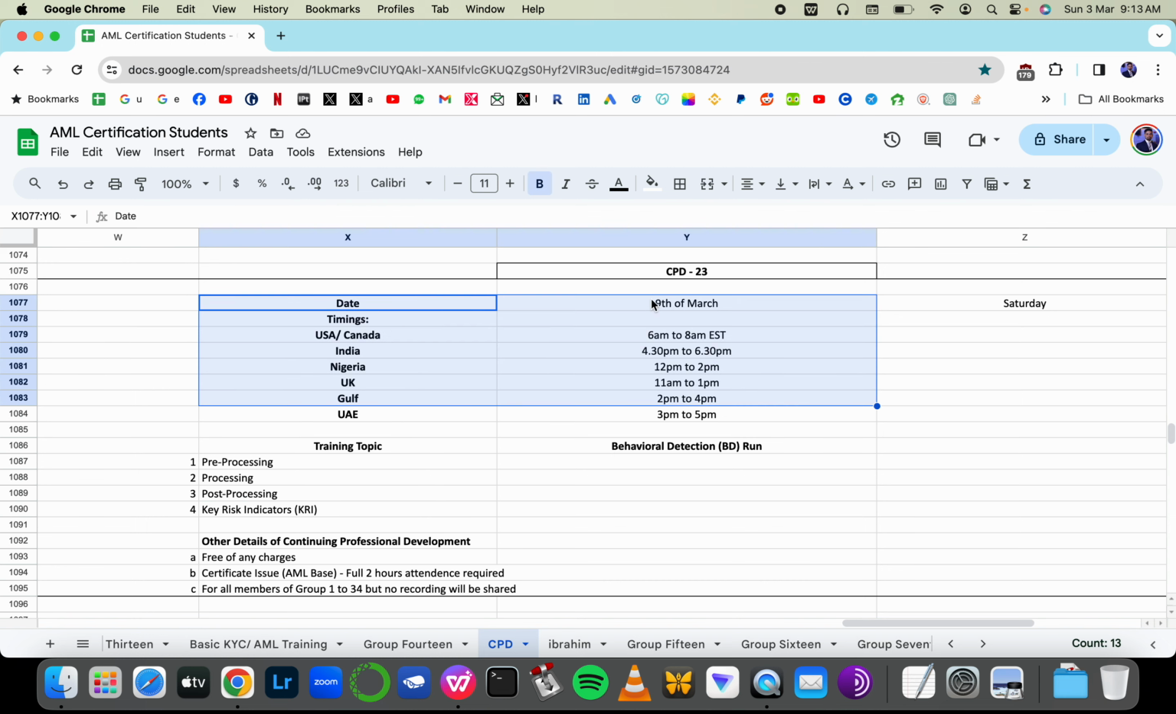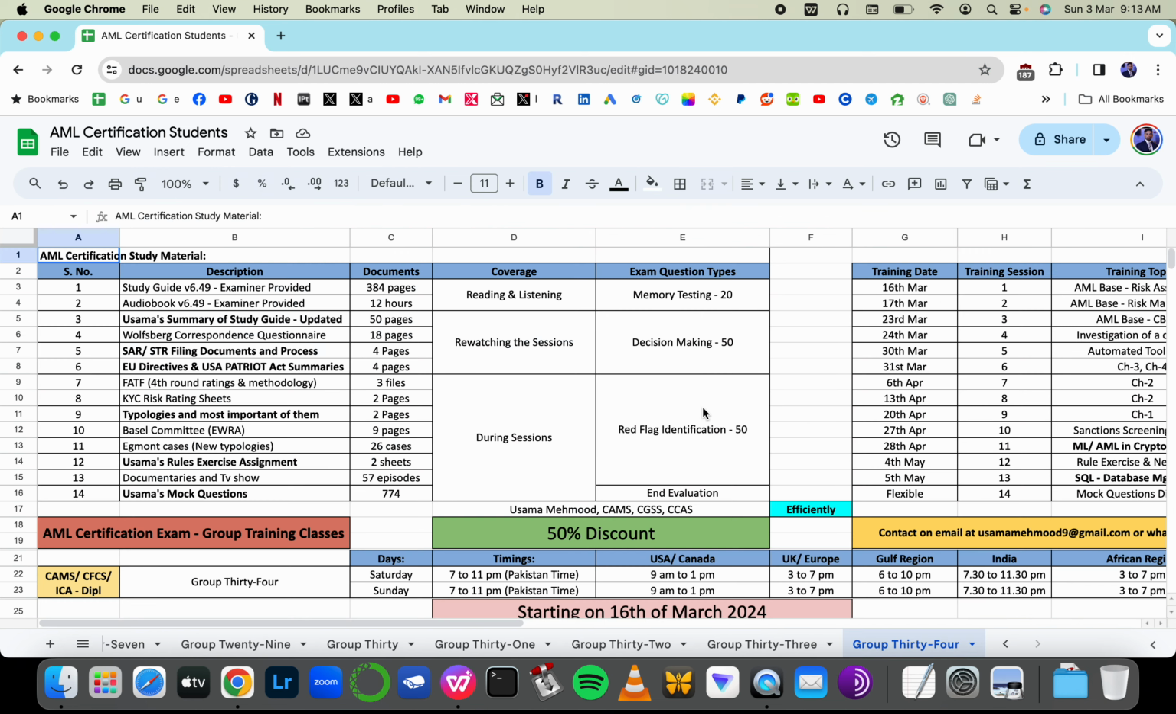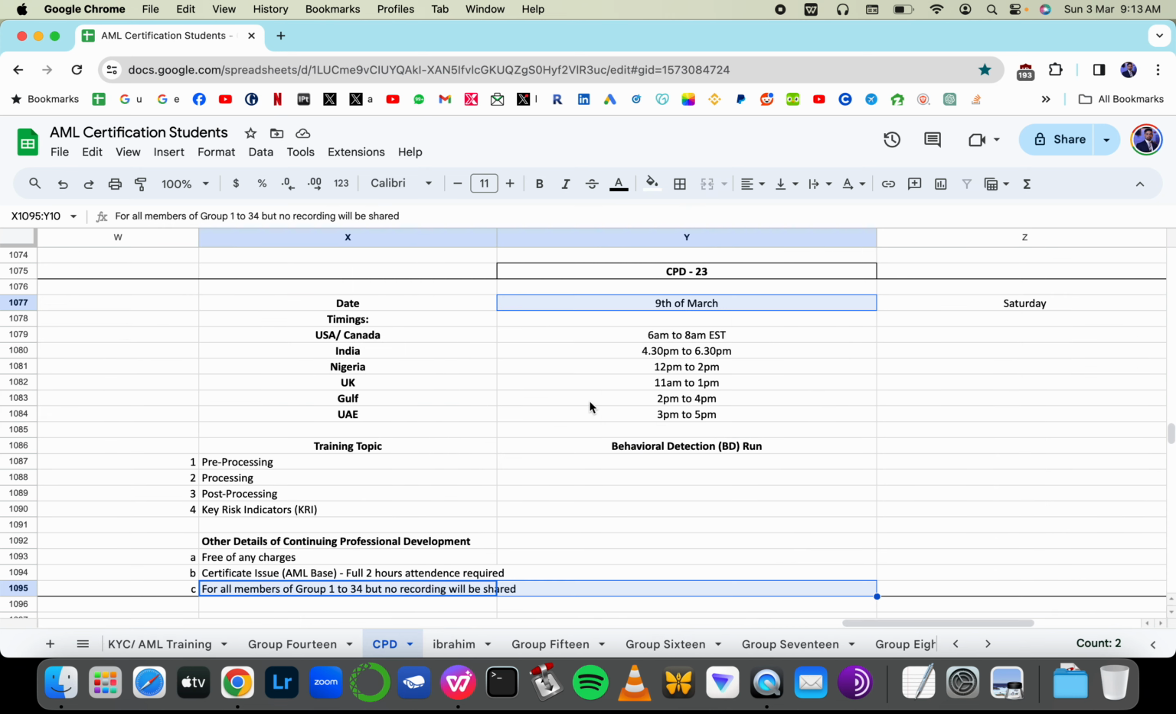So it's on 9th of March. It's only for my trainees who have paid for my previous training session, or anyone who is able to join group number 34 that is starting on 16th of March. If you are able to join it on 9th of March or before that, you can attend it as an observer for this continuing professional development training session.